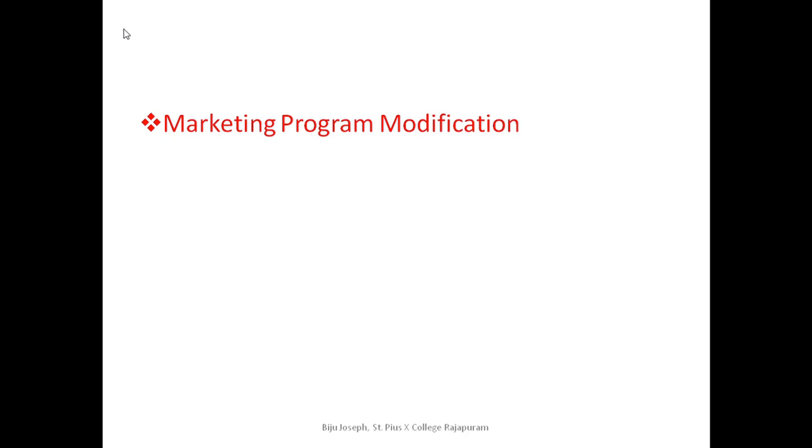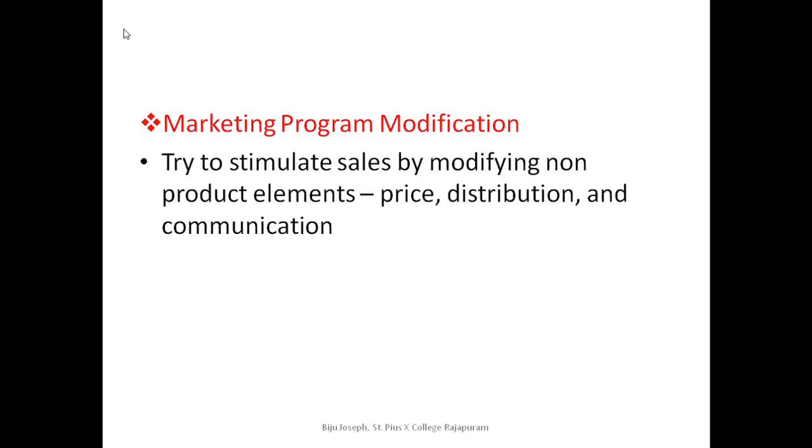And the third one is marketing program modification. Try to stimulate sales by modifying non-product elements such as price, distribution, and communication. So you may try to modify the product offering by highlighting or modifying non-product elements such as price, distribution, and communication.